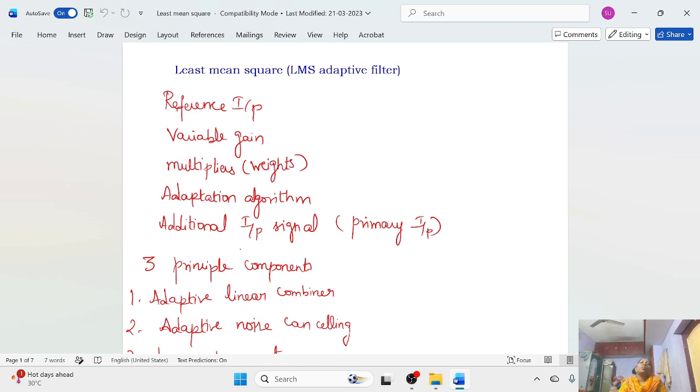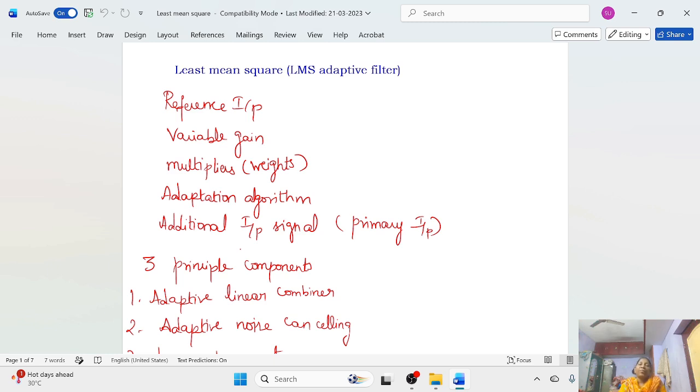Okay. So suppose the signal is buried in some noise, or the signal is added with some noise, and we want to extract the signal from the noise. An adaptive filter is the best option, because it will adjust the weights according to the input signal, reduce the noise and produce the output. So that is the advantage of the adaptive filter.